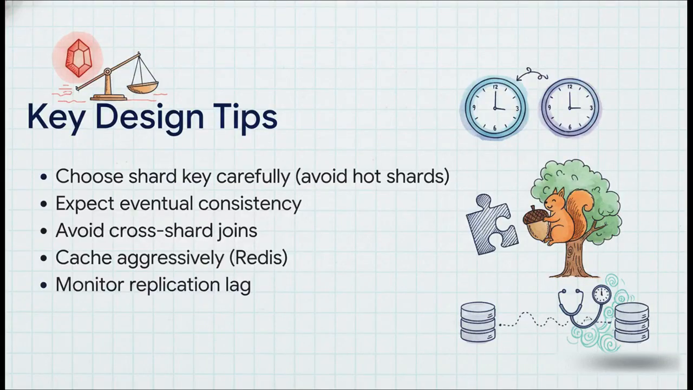Keeping these 5 principles in mind will save you so many headaches. I mean, a bad sharding key can create an unbalanced system where one server does all the work. Ignoring replication lag can lead to really confusing bugs for your users. And honestly, aggressive caching can often delay the need for more complex scaling solutions altogether.